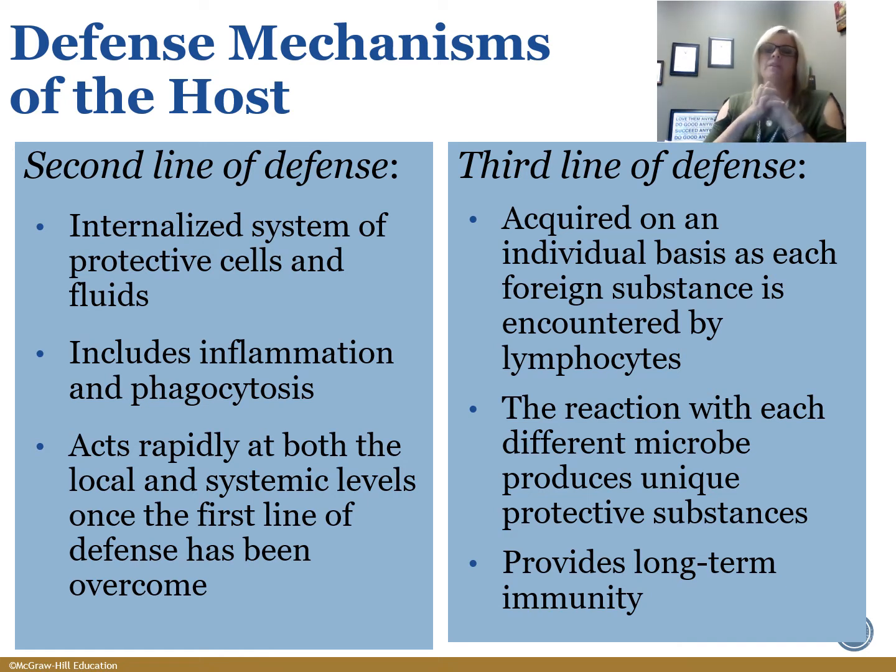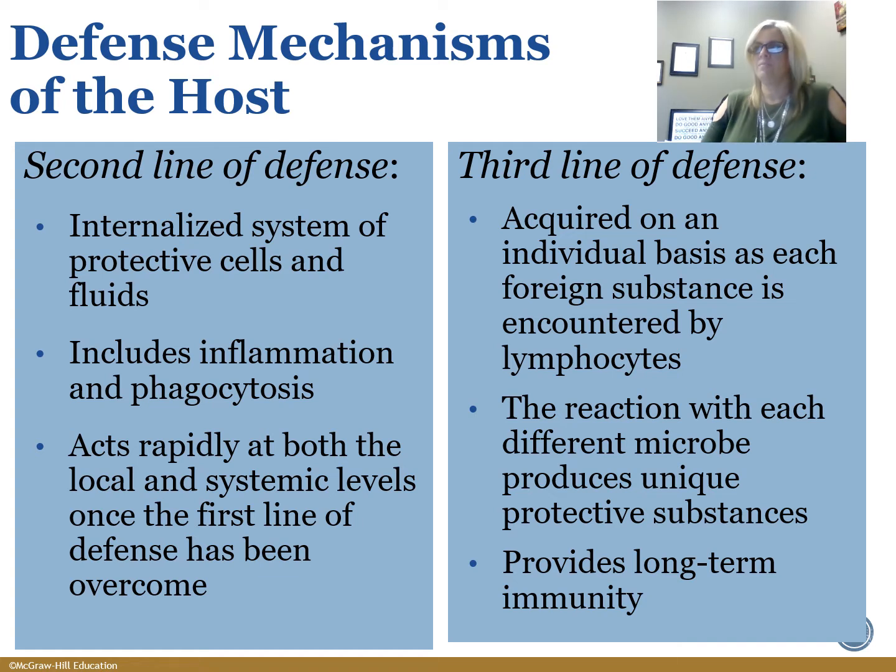So the second line of defense is going to be more cellular. It's part of the innate defenses, still very non-specific, think kind of broad spectrum. So this is an internalized system of protective cells and fluids, includes inflammation and phagocytosis. It acts very quickly on a very systemic overall organismal level. And this again is activated once the first line of defense is overcome. And we're going to go into much more detail on all these things, okay?